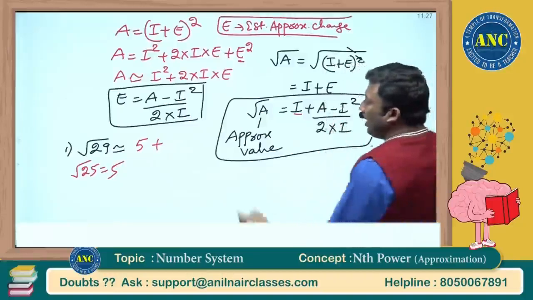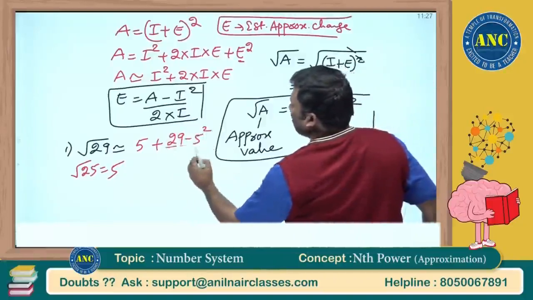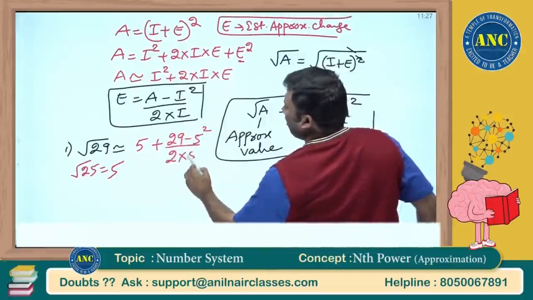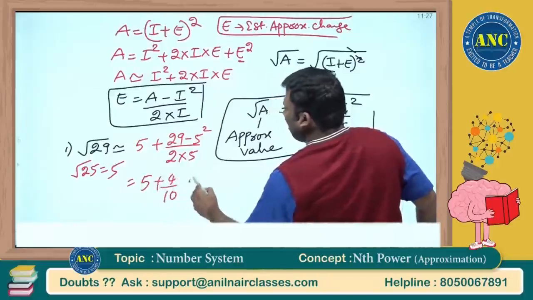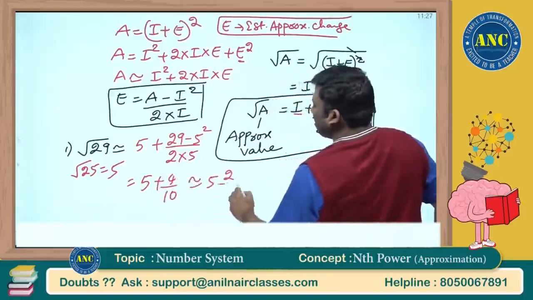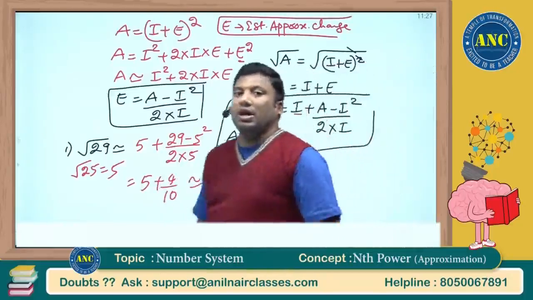A minus I square: A is 29, minus I square, divided by 2 into 5. So 5 plus 4 by 10. That is how the concept is derived. I hope this concept is extremely clear to you.